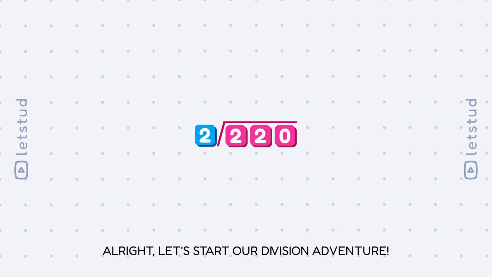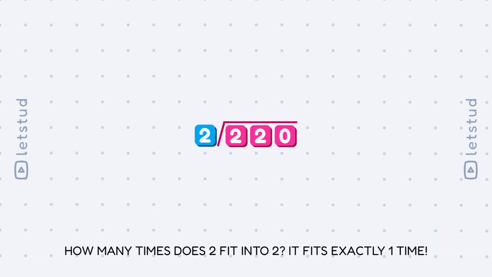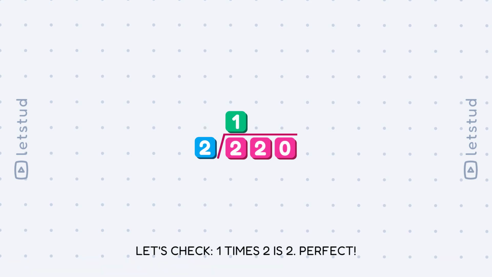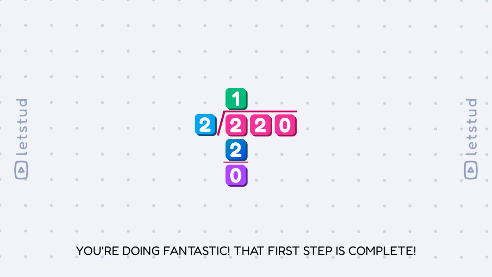Alright, let's start our division adventure. We'll start with the first digit of 220, which is 2. We're using just this digit for now. How many times does 2 fit into 2? It fits exactly 1 time. Let's check: 1 times 2 is 2, perfect. Now we subtract 2 from 2, which leaves us with 0, easy peasy. You're doing fantastic, that first step is complete.